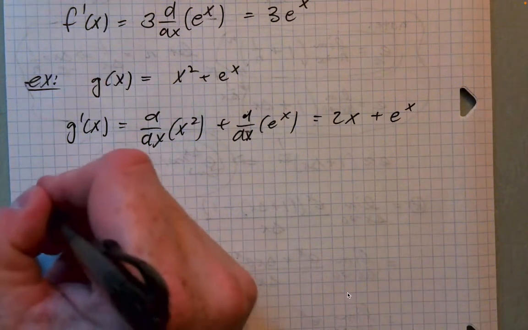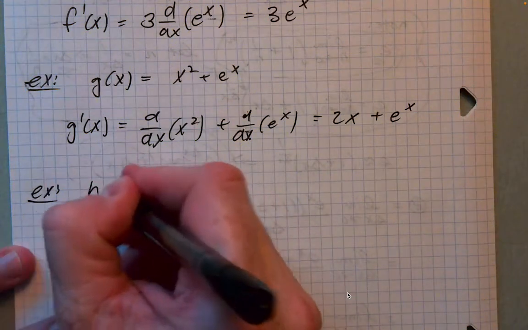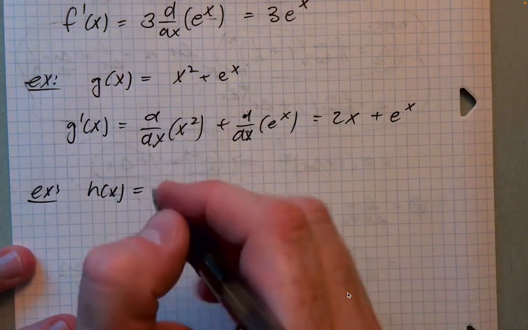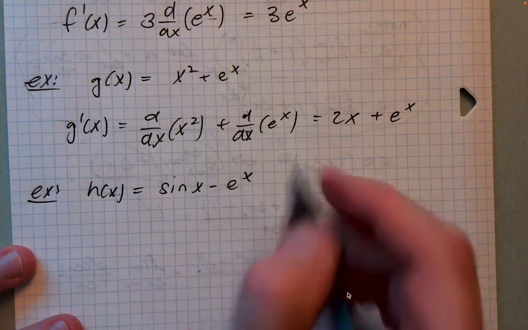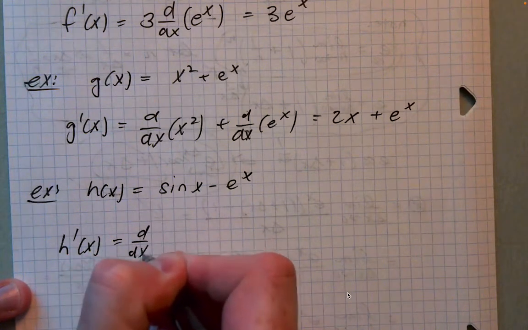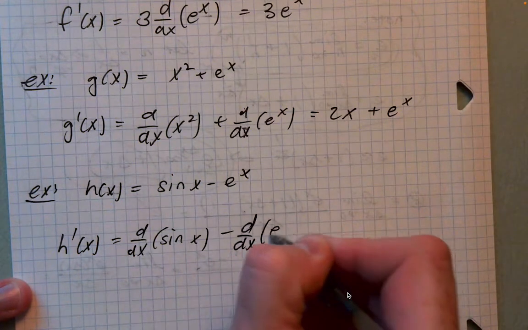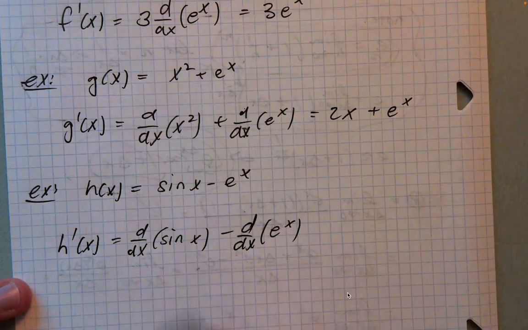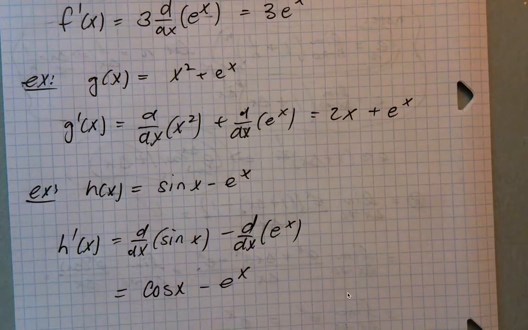And how about something like this? h of x equals sine of x minus e to the x. And so again, h prime of x is d/dx of sine x minus d/dx of e to the x. And we can do this easily. Cos x minus e to the x. All right, so e to the x is nice. If only the derivative were like that for everything, it's very easy to use.